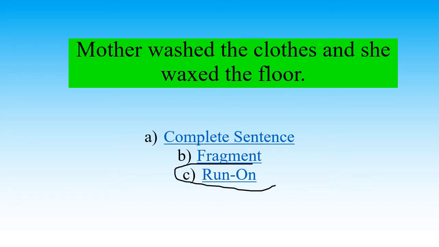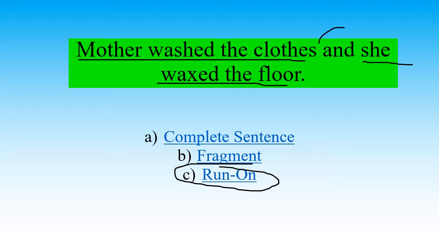Mother washed the clothes and she waxed the floor. I'm going to go with run-on. Mother washed the clothes. She waxed the floor. Those are two independent clauses. We can't just connect it with the word and. We need a comma.